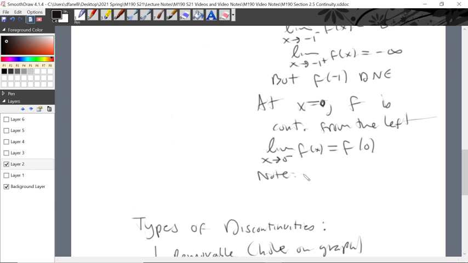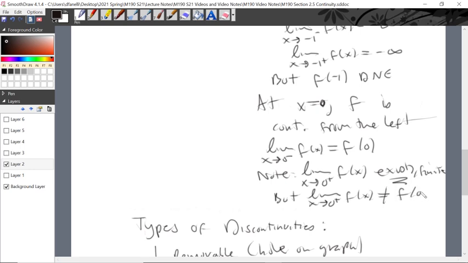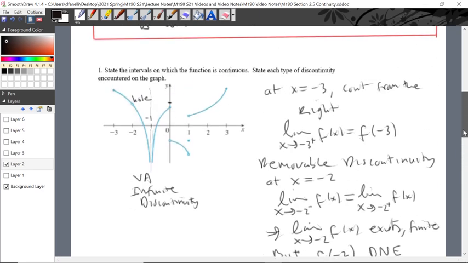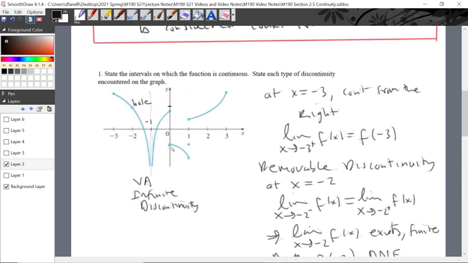So note, the limit as x approaches 0 from the right of f of x exists. It is finite. We can see that from the graph. But the limit as x approaches 0 from the right of f of x does not equal what the output of the function is at 0. The limit from the right is approaching this y value, but if you actually plug 0 into the function, you get a different y value. So it's not continuous from the right. However, it is continuous from the left for the point where x is equal to 0.